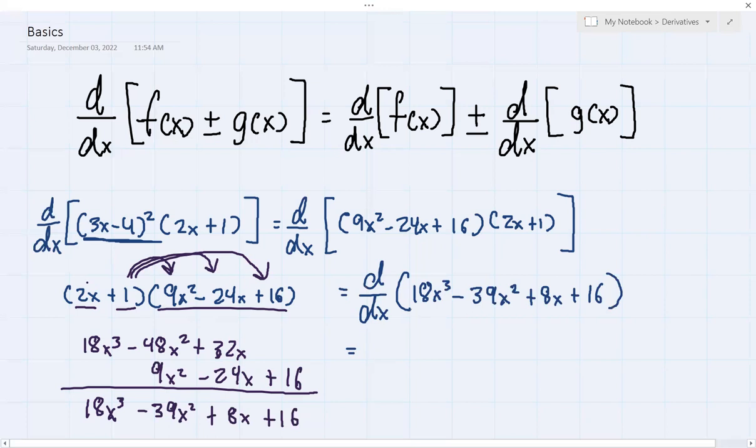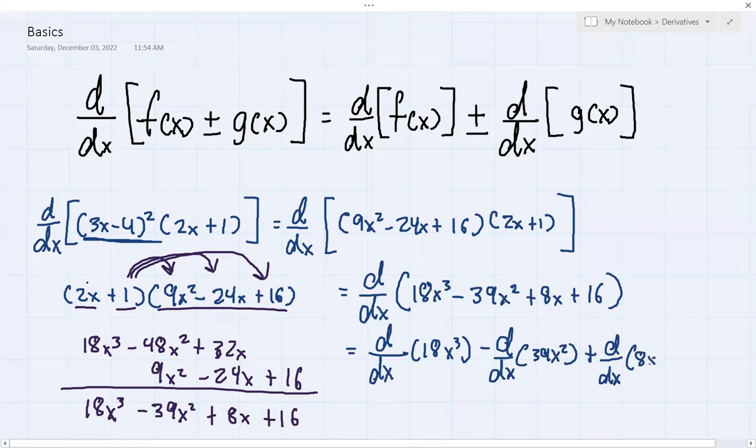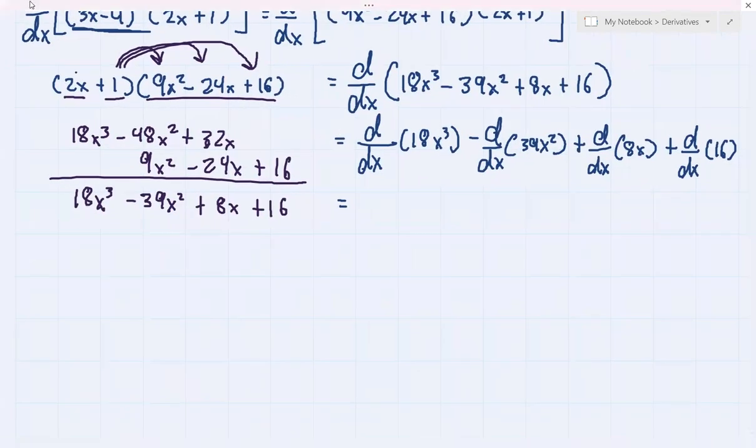Now, since all of them are expanded, we can now use sum and difference rule of differentiation. So we will have the derivative of 18x cubed minus the derivative of 39x squared plus the derivative of 8x, and lastly, the derivative of 16. Ayan na siya. So that's it. Now, we can differentiate each of these given terms.